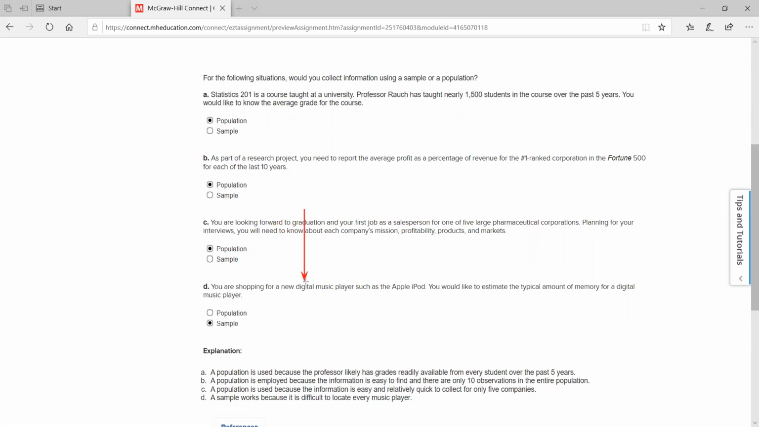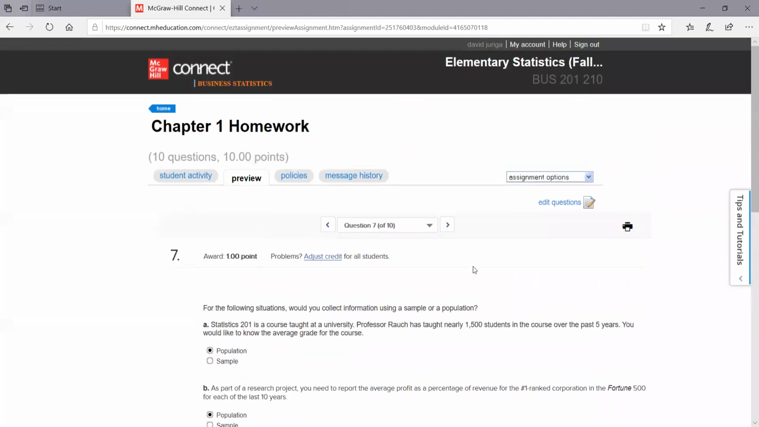D, you're shopping for a new digital music player, such as an Apple iPod. You'd like to estimate the typical amount of memory for a digital music player. That's all players, and so we're just comparing the Apple iPod. So that's going to be a sample we're looking at. All righty, that is number 7.